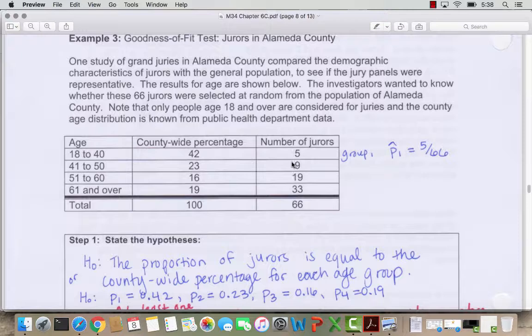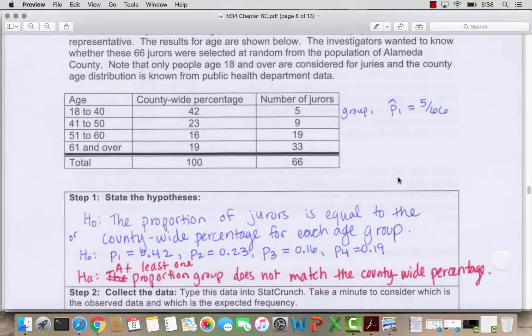So we can check, well, what would the sample proportion be? So group 1, our P1 hat would be 5 out of 66. You could see group 2, P2 hat would be 9 out of 66, and so on. And so StatCrunch does all those calculations for us.